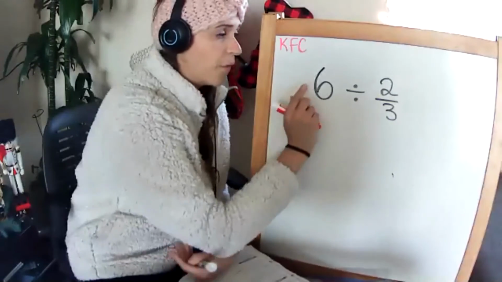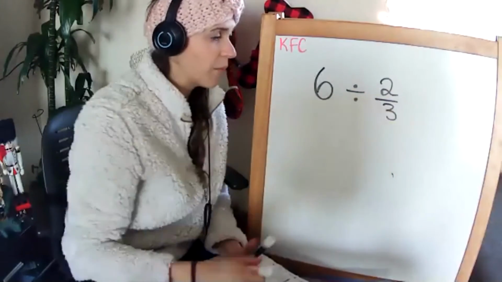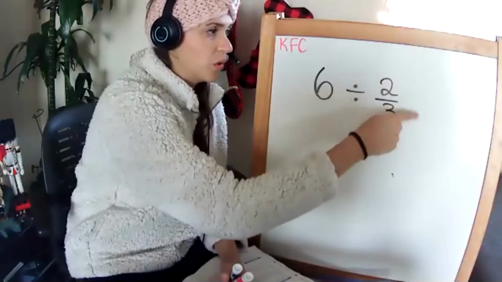So if I said 6 divided by 2/3, I'm really saying 6 divided by 2 divided by 3.